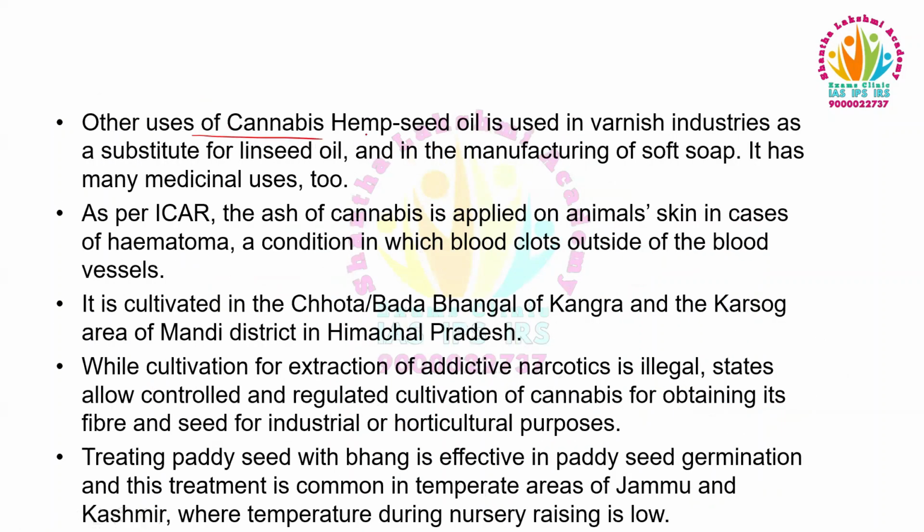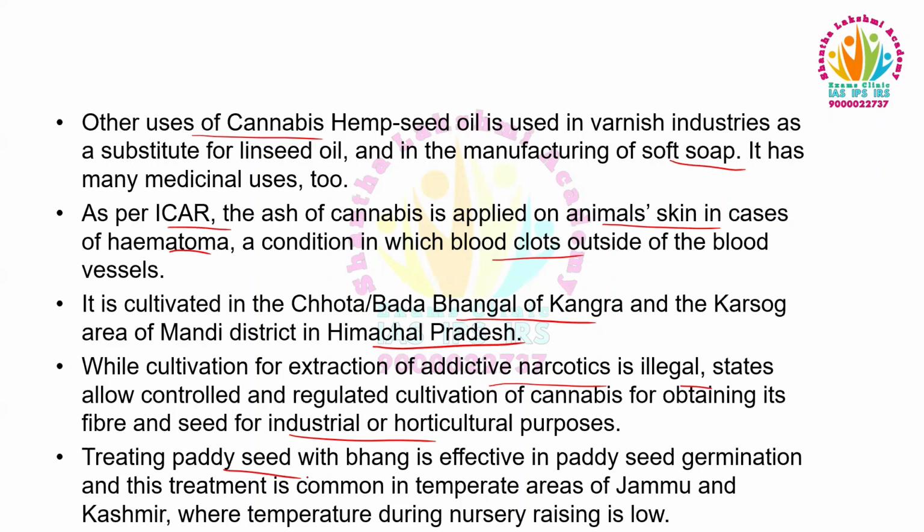Other uses of cannabis: hemp seed oil is used in varnish industries as a substitute for linseed oil and in the manufacturing of soft soap. It has many medicinal uses too. As per ICAR, the ash of cannabis is applied on animal scales in cases of hematoma, a condition in which blood clots outside of the blood vessels. It is cultivated in the Bada Bhangal of Kangra and the Kasol area of Mandi district in Himachal Pradesh. While cultivation for extraction of addictive narcotics is illegal, states allow controlled and regulated cultivation of cannabis for obtaining its fiber and seed for industrial or horticultural purposes.